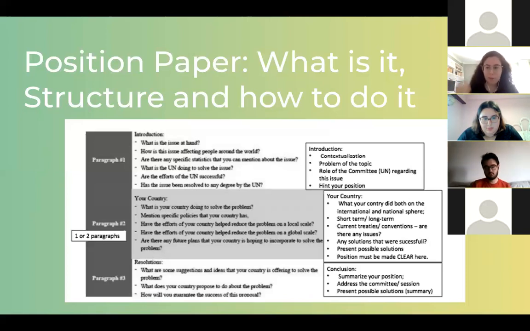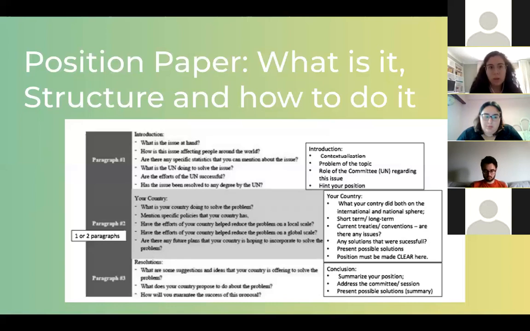So in the first paragraph, you have the whole contextualization. So your country, where is it located? Why is it related to the topic? What is the role of the committee, especially? You can give a little hint on your position.